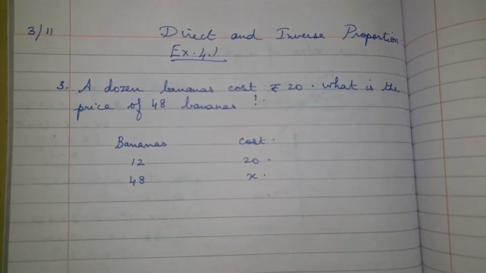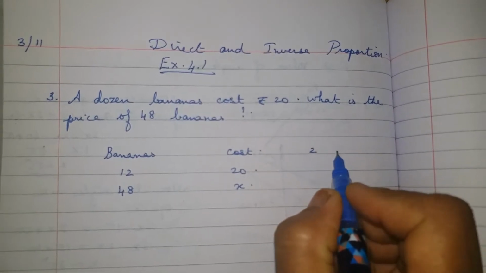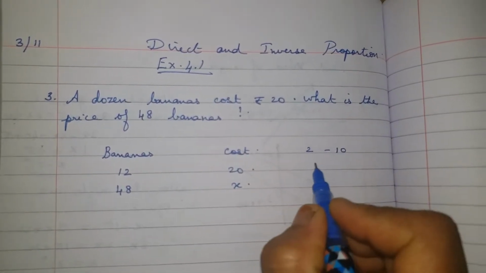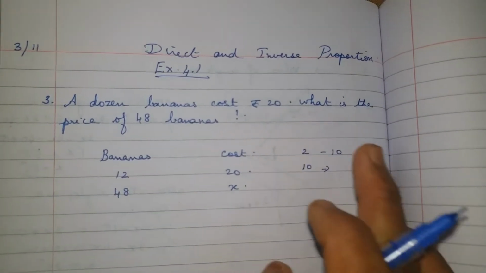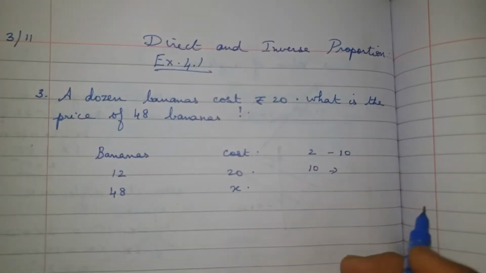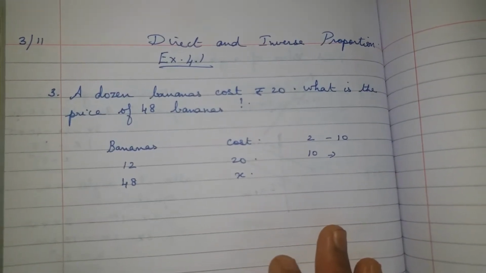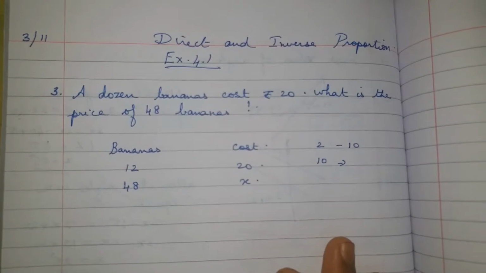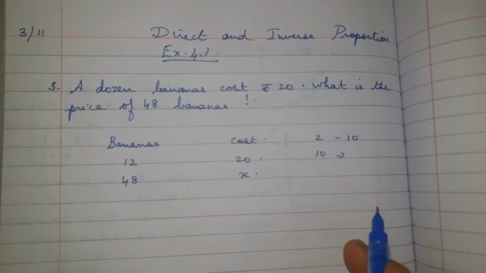For purchasing, if you are buying 2 pens, the cost will be 10 rupees. If you are buying 10 pens, the cost will be more. So the number of pens increases, and the cost will also increase. Therefore, when one quantity increases, the other quantity also increases, which is direct proportion. If one increases and the other decreases, it is said to be inverse proportion.